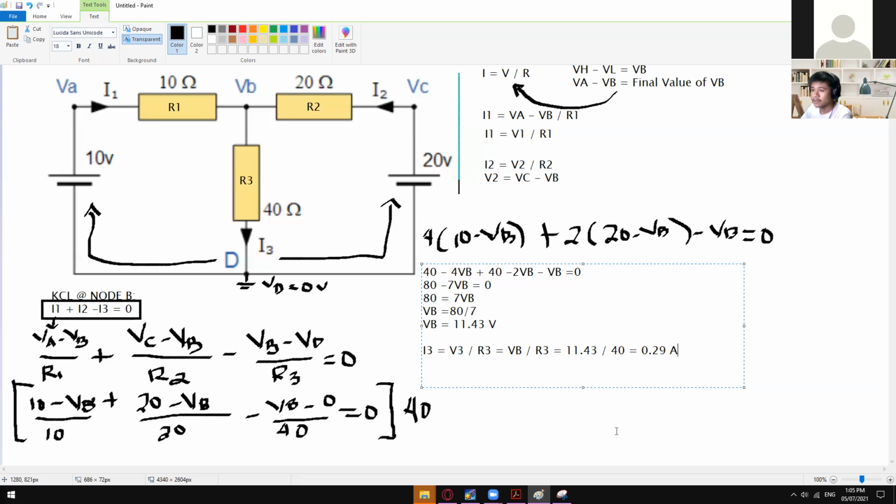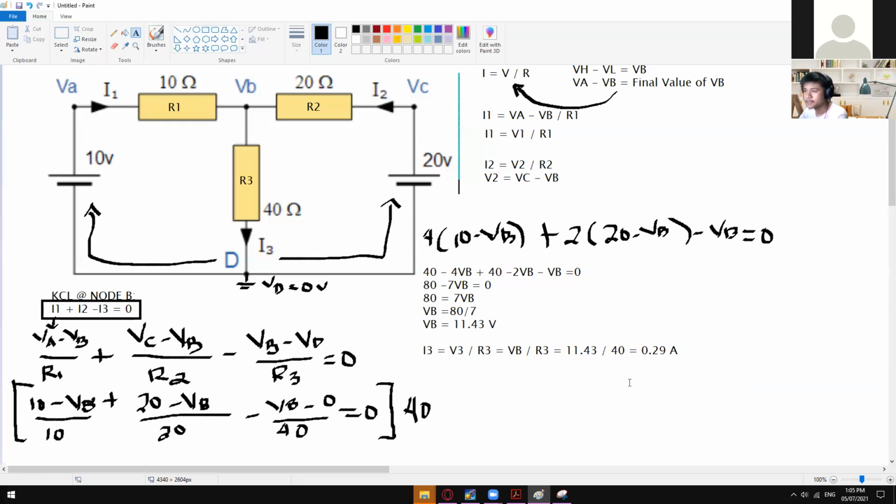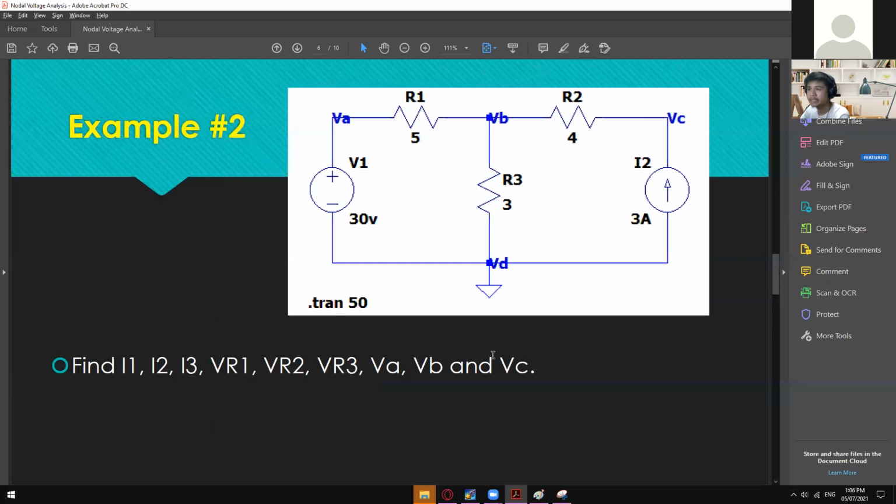All right. So any other questions so far regarding this one? Okay. So I guess none. So yeah, that's it for the first example. Now let's move on to the second example.